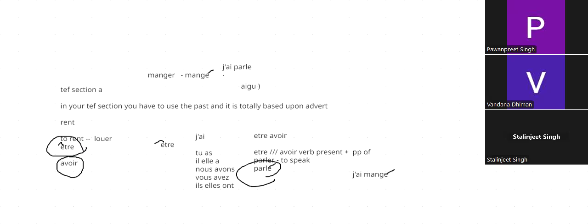Now, there are some verbs which we conjugate with être, and there are some verbs which we conjugate with avoir. I will tell you the families of être wherein for some verbs we take the help of être verb. Is it clear to you?